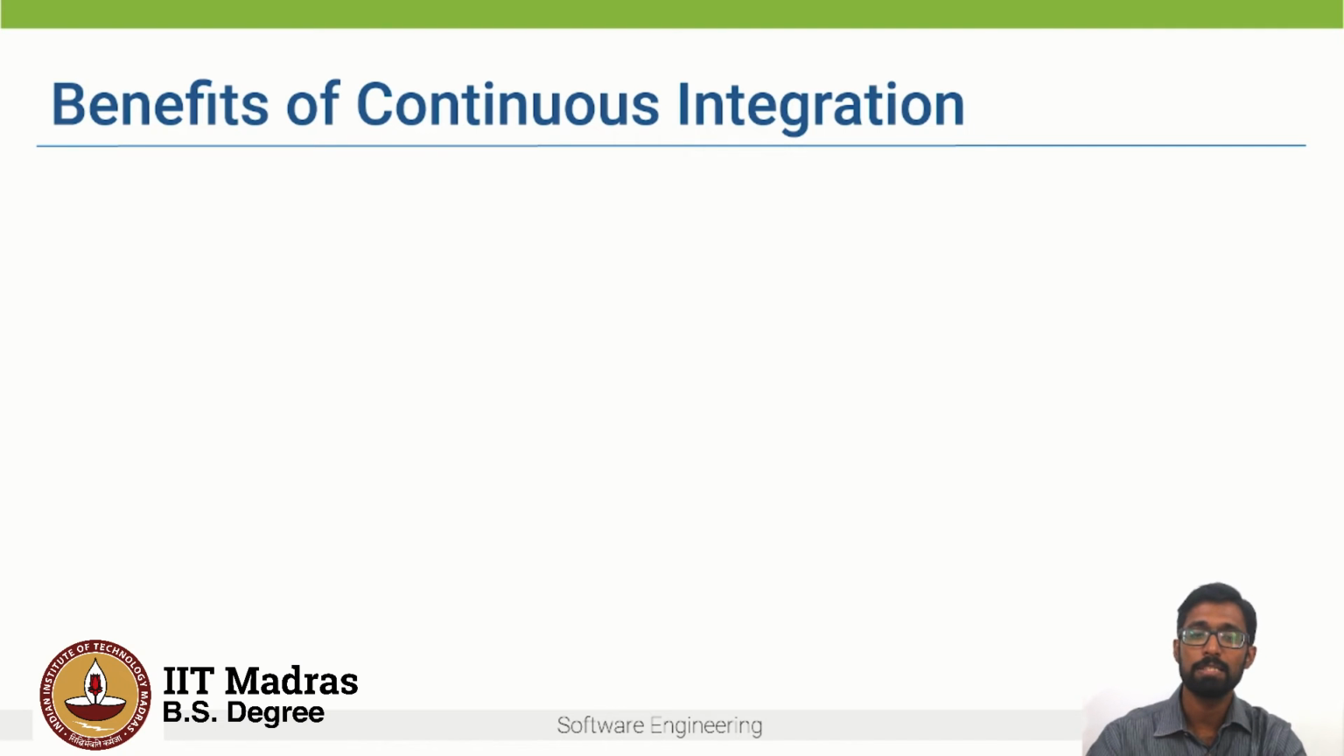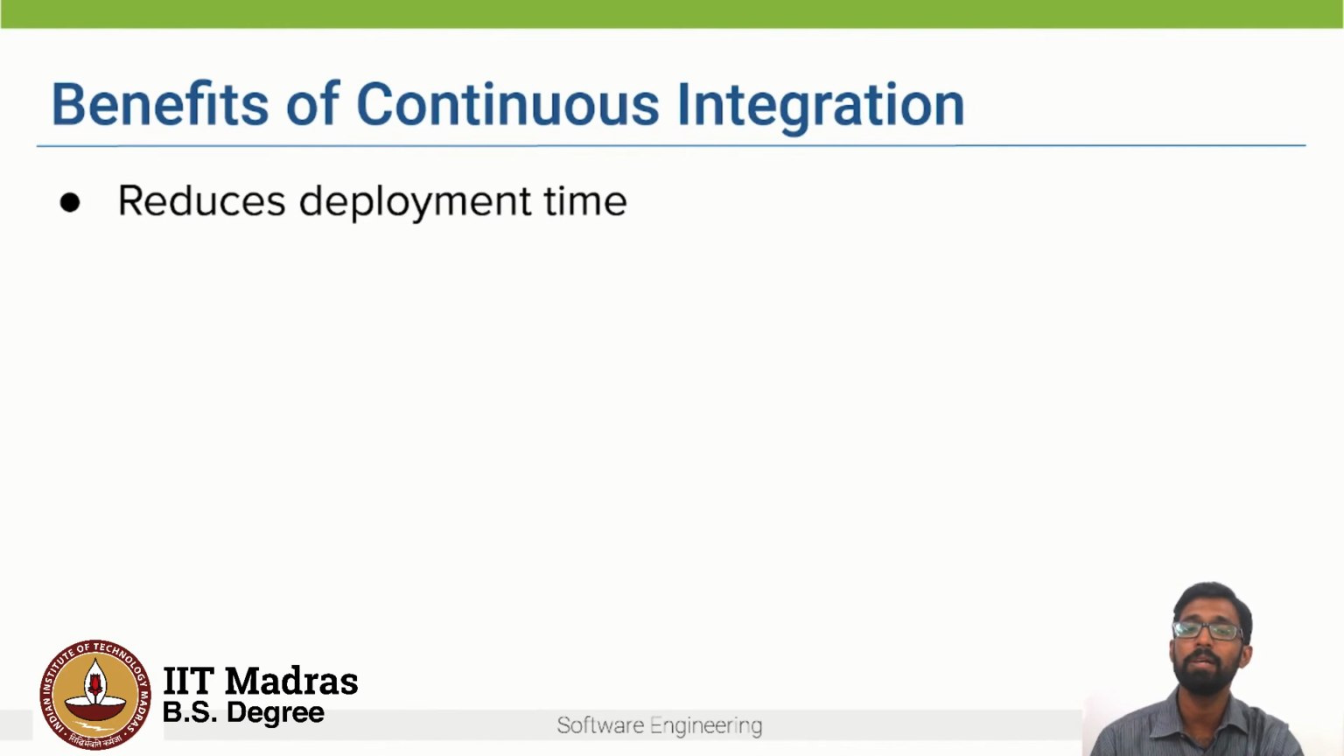So what are the benefits of continuous integration? One is that it reduces deployment time. Since most of the deployment, the building and testing is automated, there are scripts and there is the integration server which does all of these things, it minimizes the steps that require human intervention. And in a way, it reduces the deployment time.